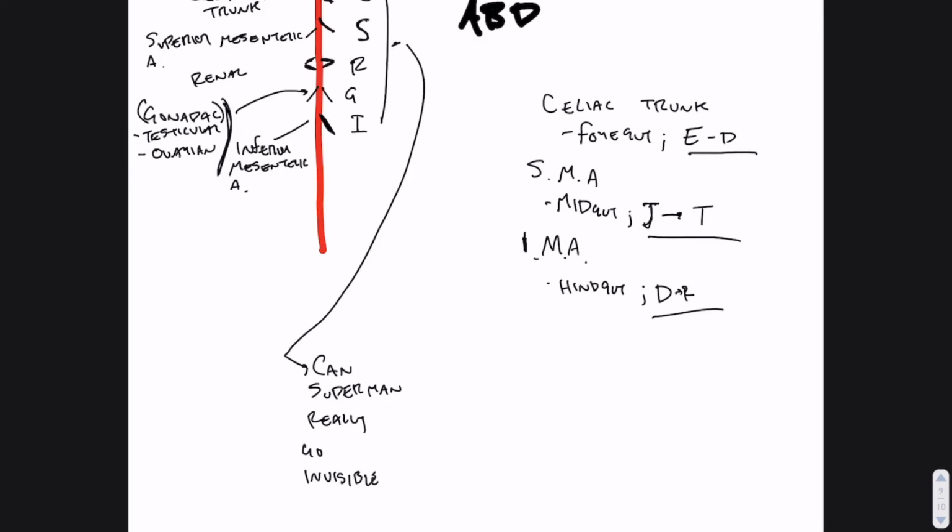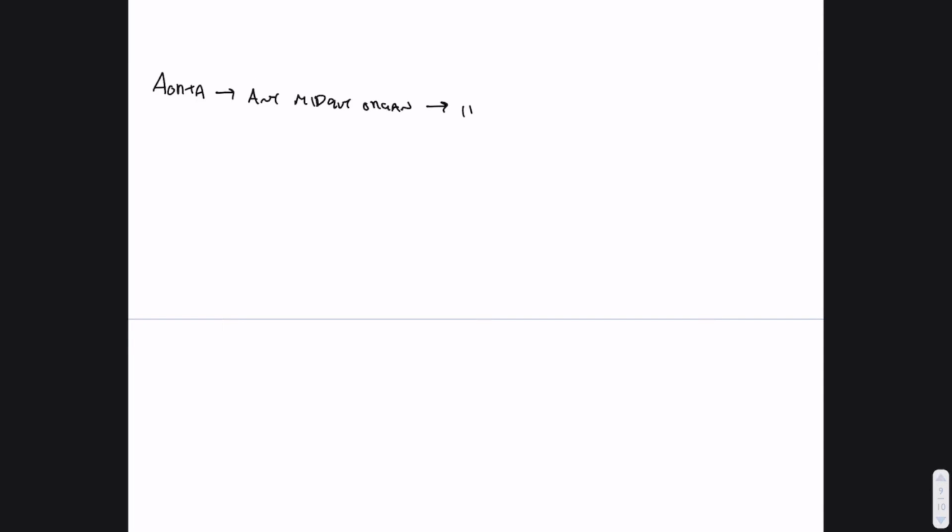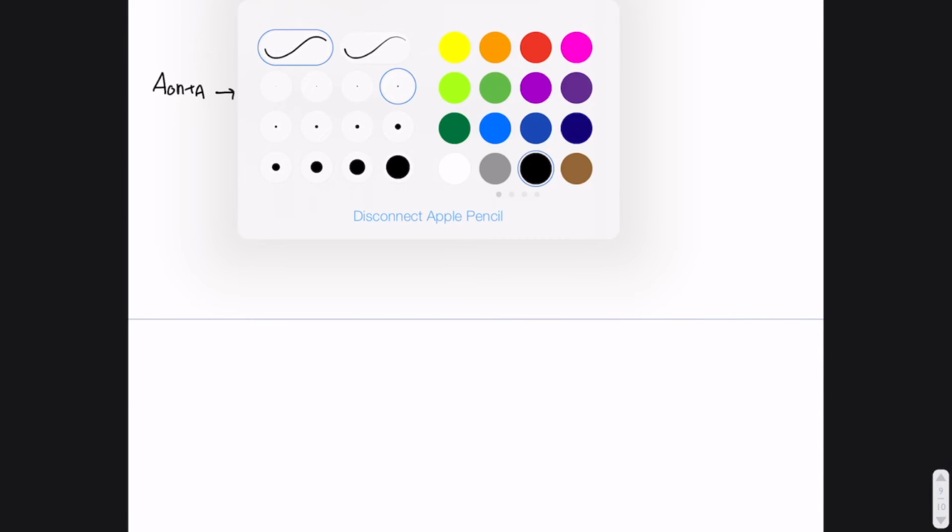So let's do the easy traces. The easy traces for this course use the superior mesenteric and the inferior mesenteric arteries. We're just focusing on taking blood to them. I'm going to generalize this, but you should be able to take blood to all of these organs. So let's say Mark tells you to go to any midgut organ and then go back to the heart. We'll get to the veins soon, but I'm just showing you the blood pathway.